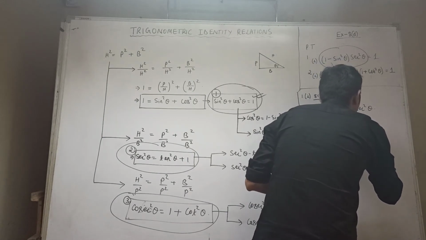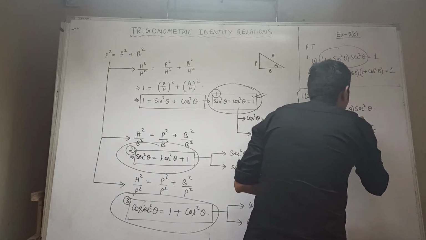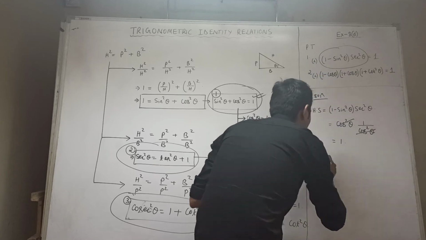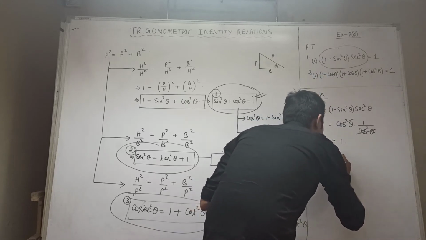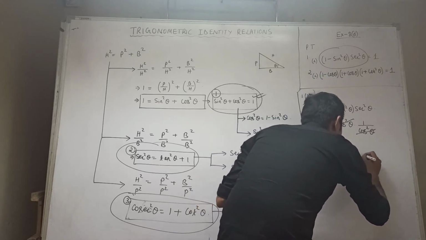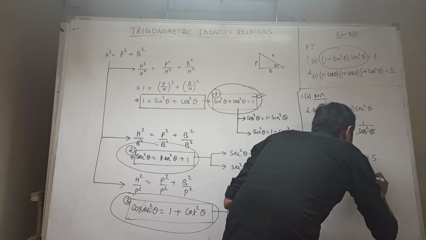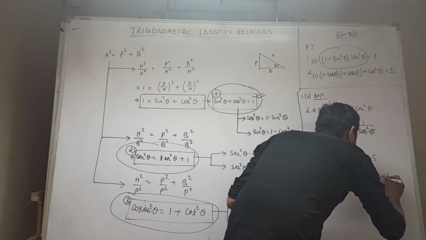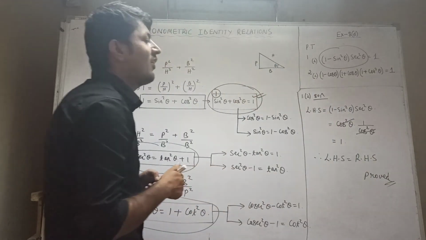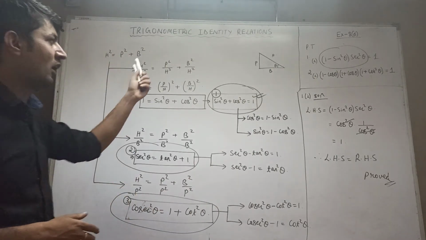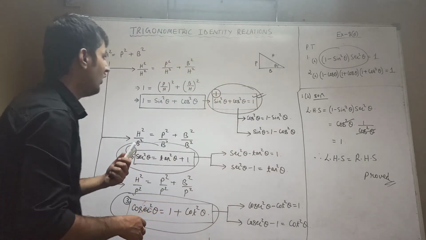1 by cos square theta. So this and this you cancel, you got 1. So therefore, LHS is equal to RHS. And this is proved. This is how you will be using this formula out here in solving your problem.